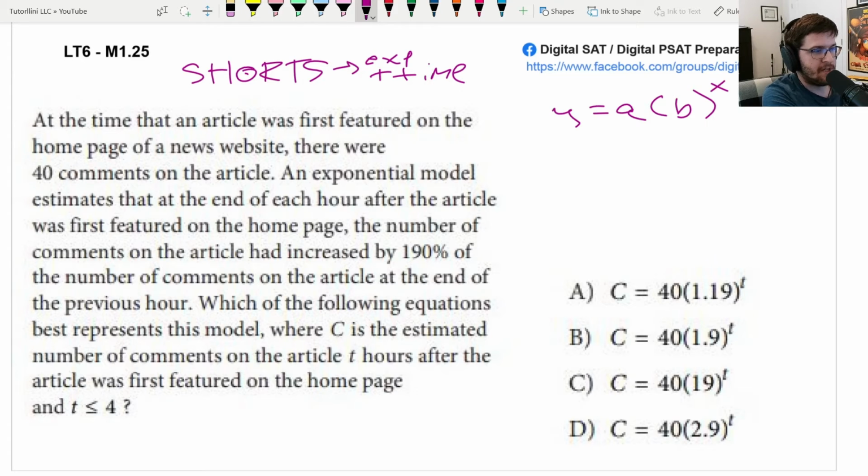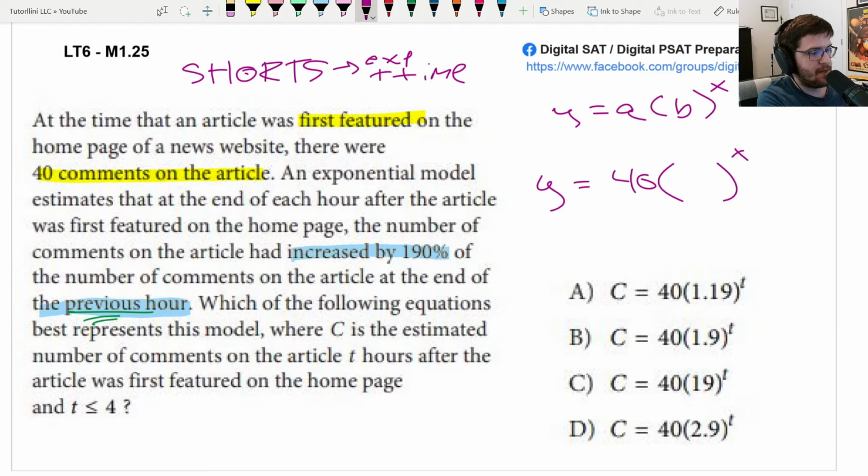I mean, you could tell by looking at the answer choices, but still they tell you the initial value, when it was first featured, that's the initial value, is 40. And the multiplier, it says increased by 190% previous hour. Okay, that word previous tells me it's actually getting multiplied when x goes up by 1, so that tells me it's exponential. If it said of the original amount, that would be linear. It sounds like it's exponential, but it would actually be linear. Anyway, this one's exponential, so that word previous is a good sign here.